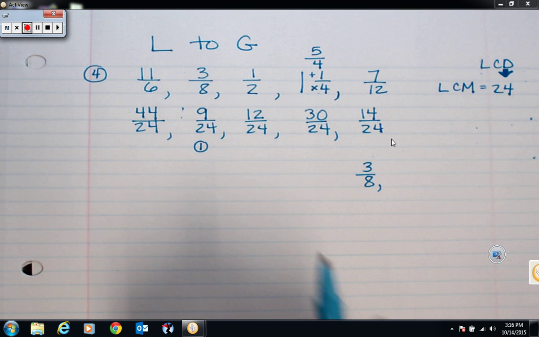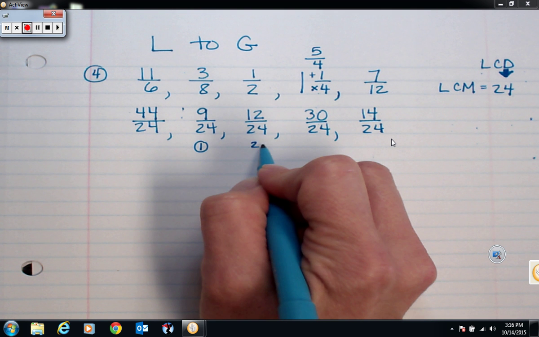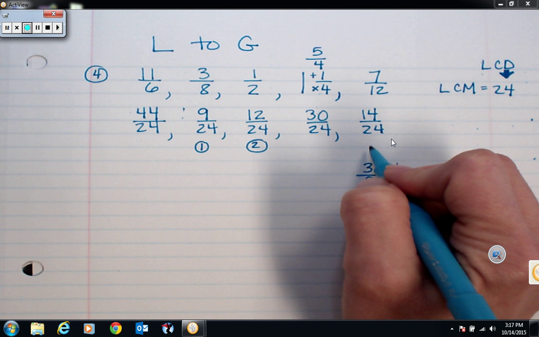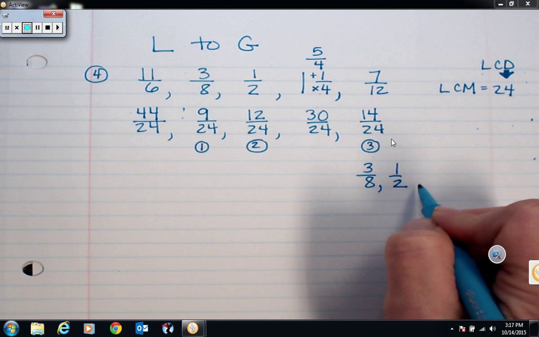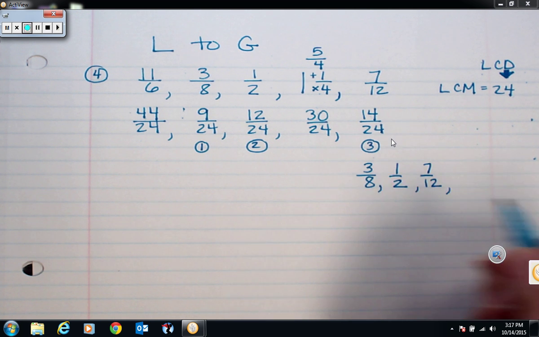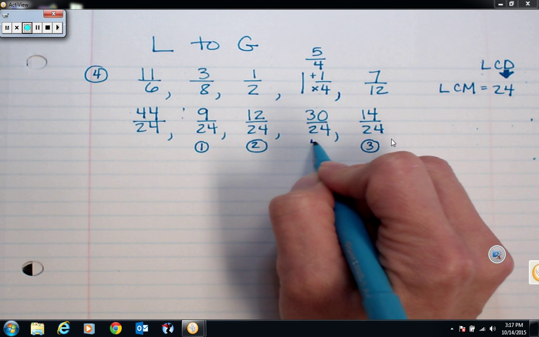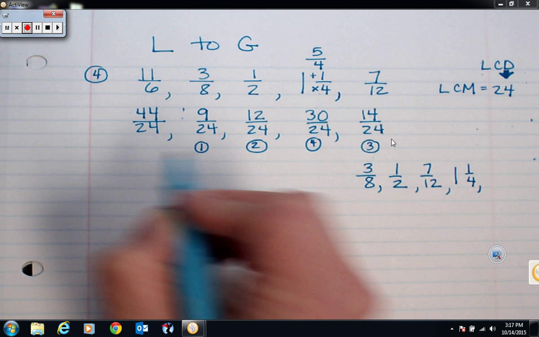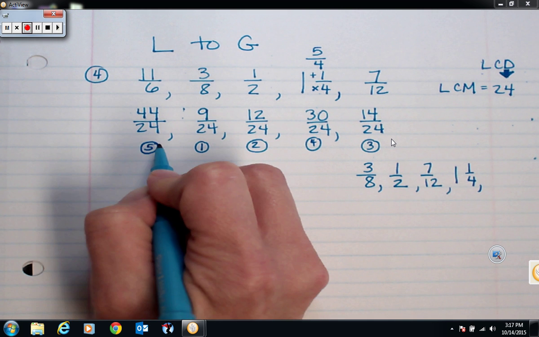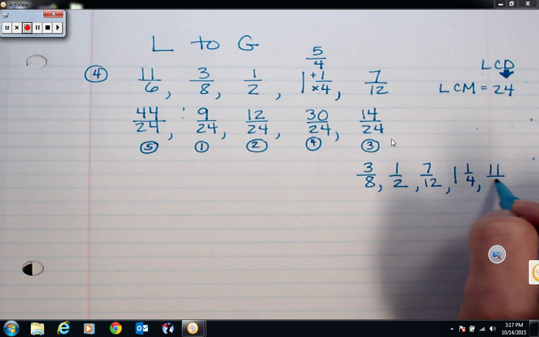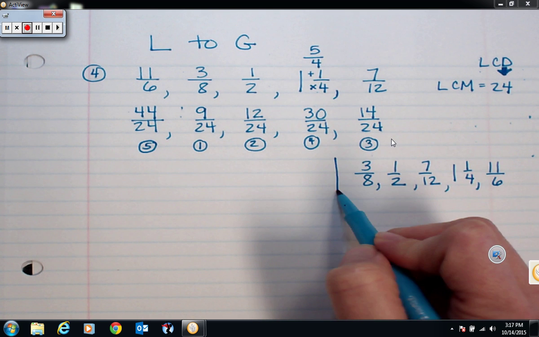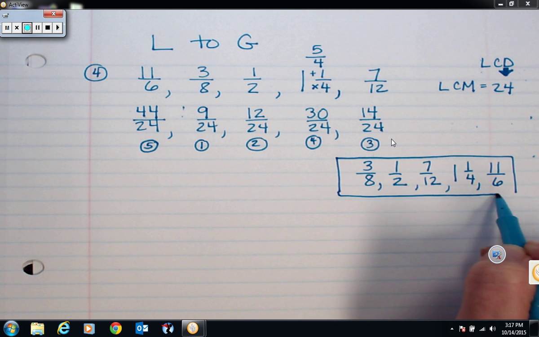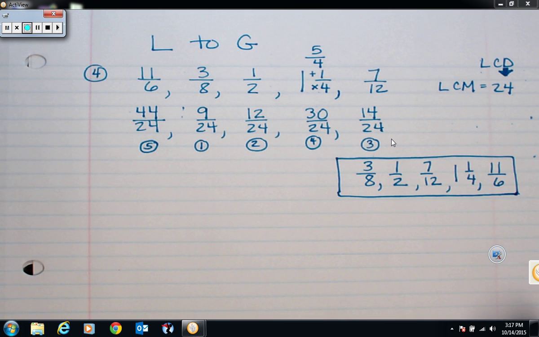The next one in my set is going to be 12/24, which was originally 1/2. Then 14/24, which was originally 7/12. And then 30/24, which was originally 1 1/4. And lastly, 44/24, which was originally 11/6. And then I'm going to box this for my final answer, and I have a list of fractions, mixed numbers, and improper fractions in order from least to greatest.